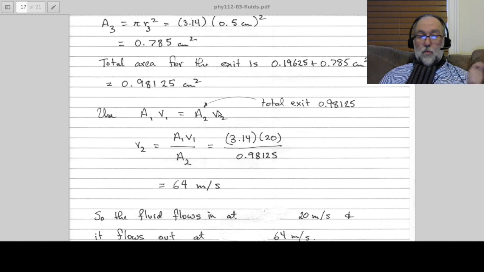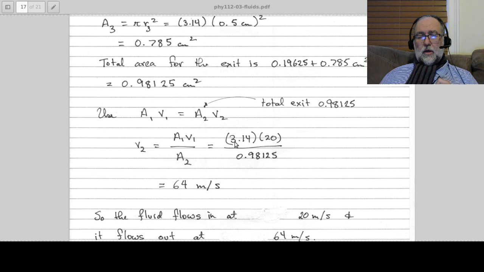And so what do we want to solve for? We want to solve for V2 because I gave you everything else, so divide both sides by A2, and we get A1 was 3.14 centimeters squared. I probably should have left the units there so you could see that the units in A1 will cancel the units in A2.